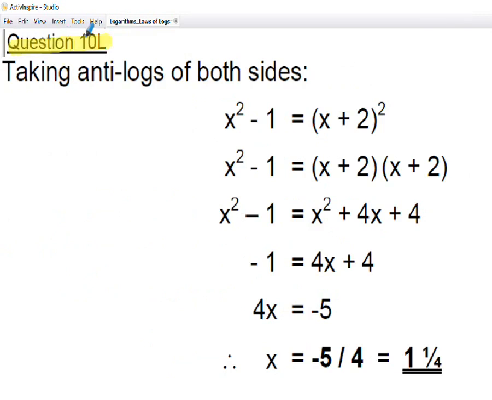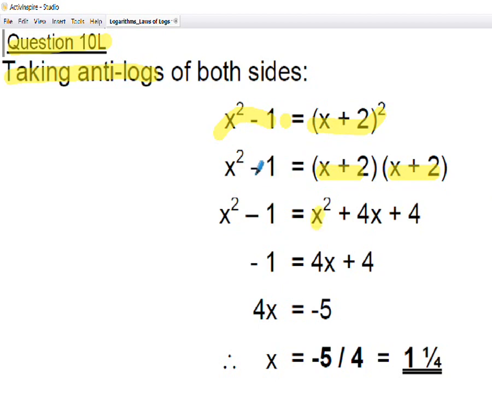Question 10L continued here. Because I've got logs on both sides of the equation, log of a bracket on the left hand side, log of a bracket on the right hand side, I can take anti-logs of both sides. So I get x squared minus 1 is equal to x plus 2 all squared. Don't forget the x plus 2 all squared is x plus 2 times x plus 2, so expand your binomial bracket on the right hand side.